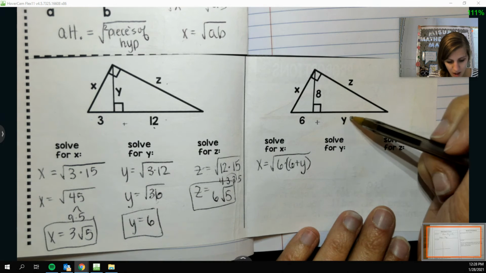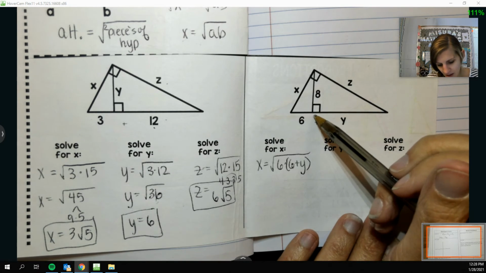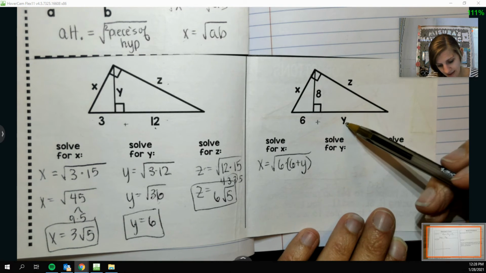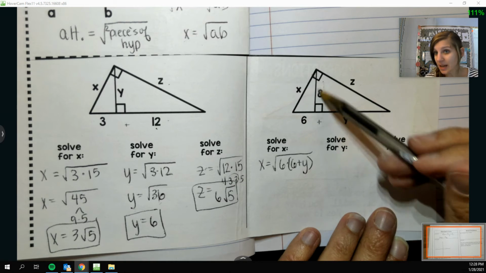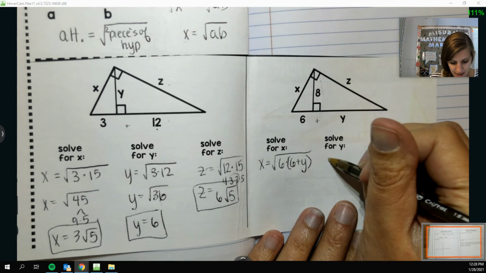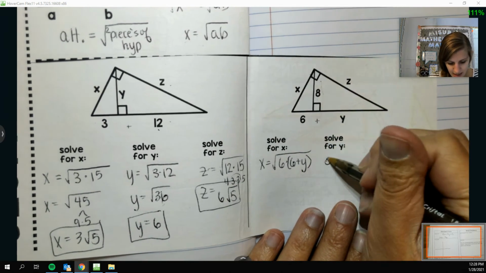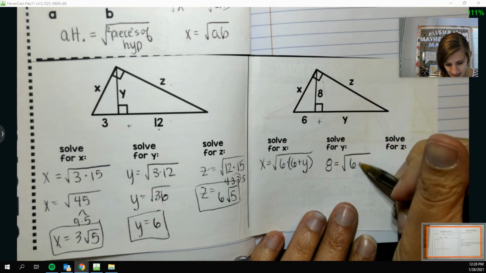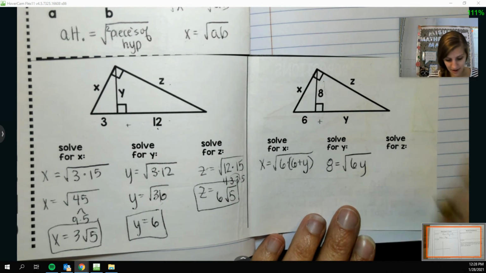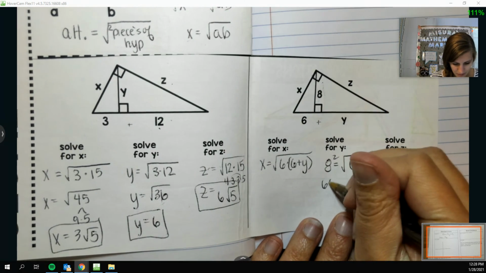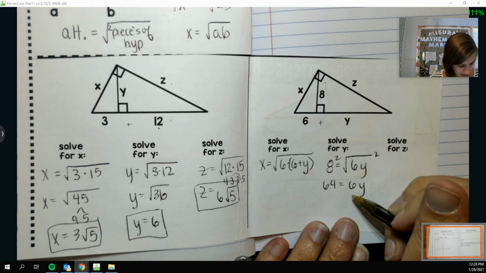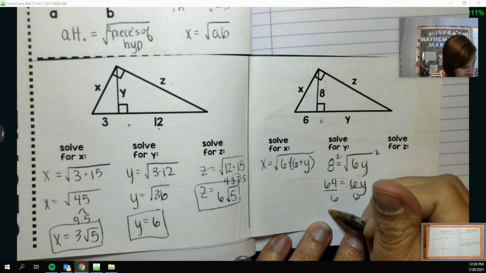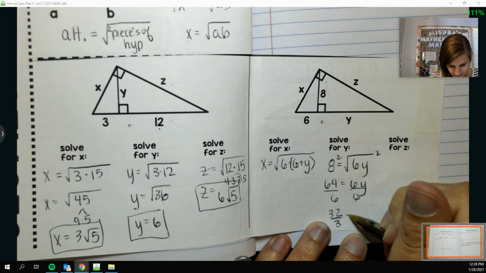Okay, so to solve for y, well, I can't do z, because that's going to use y as well. So I could probably do the altitude thing. If I use the altitude one, then altitude is equal to the square root of the 2 pieces, and then I can solve for y, so that's good. Okay, so we'll square both sides. 64 equals 6y, then divide by 6, which it won't go evenly, but I can reduce it to 32 over 3.